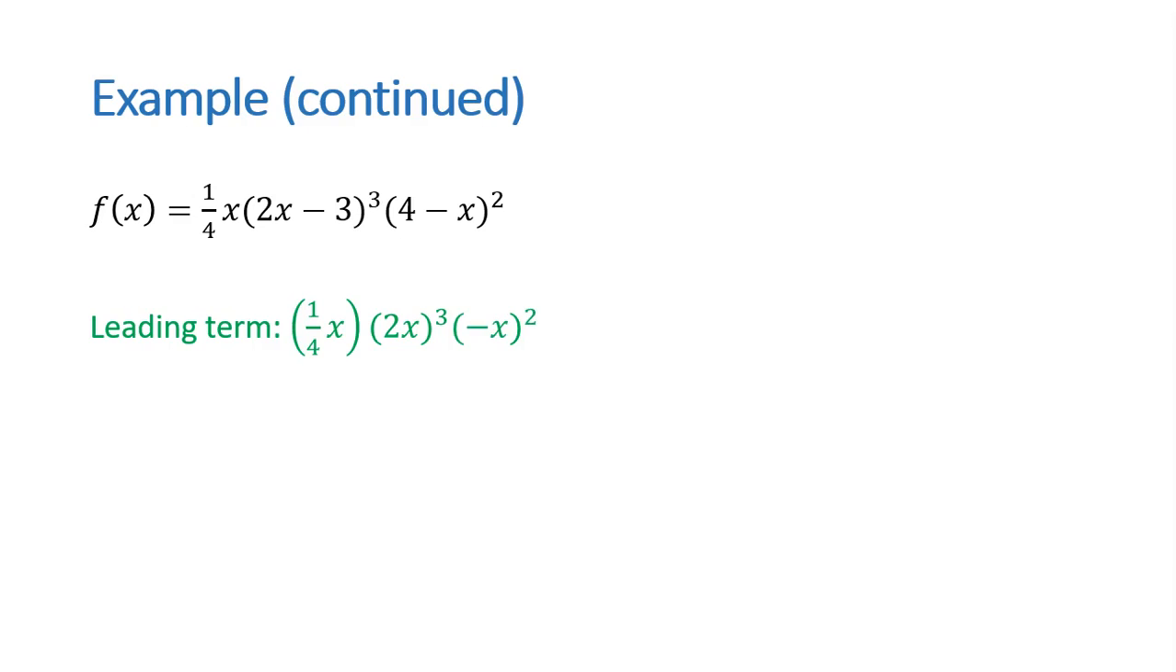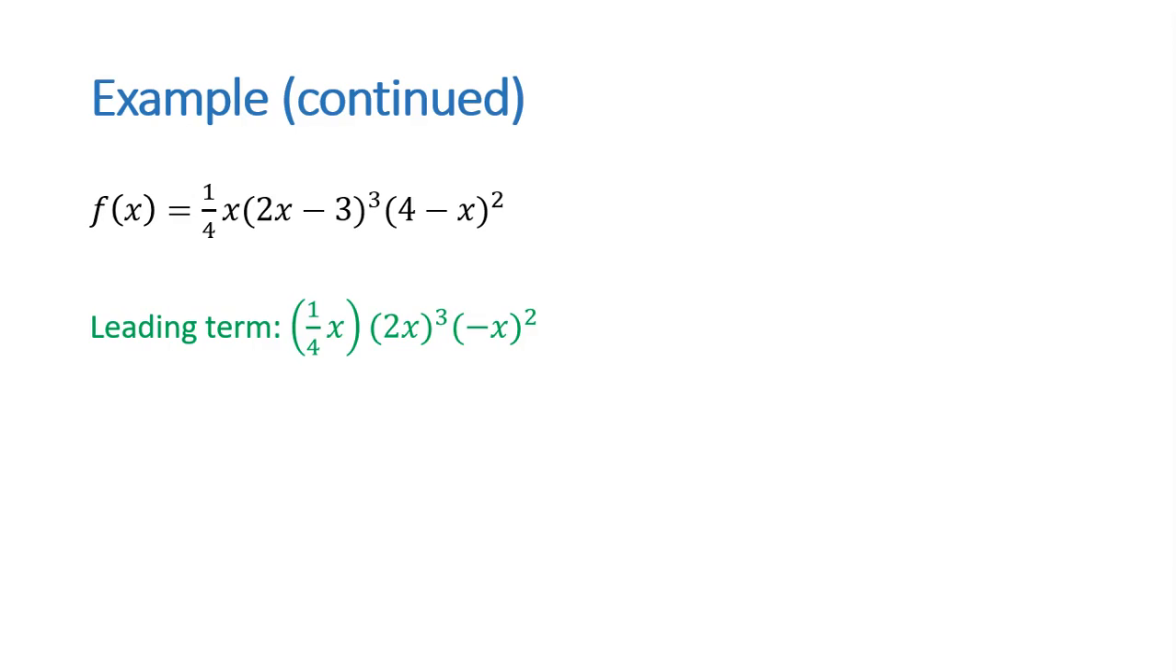So our leading term is going to have 1/4 times x. So we've got an x, that's its coefficient, and there's an understood exponent of 1 on this x, so we don't need to write that. So 1/4 times x, that's the first group in our leading term. Once I go to the next factor, which is 2x minus 3, I need to keep that x. I keep its coefficient, which is 2 in this case.